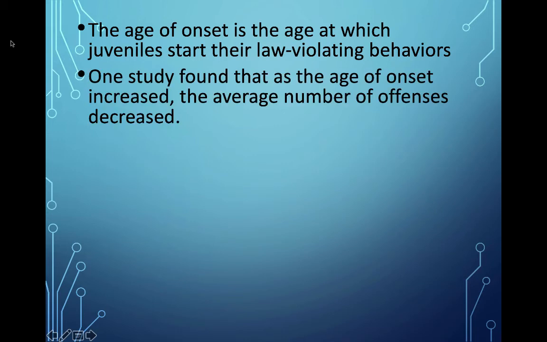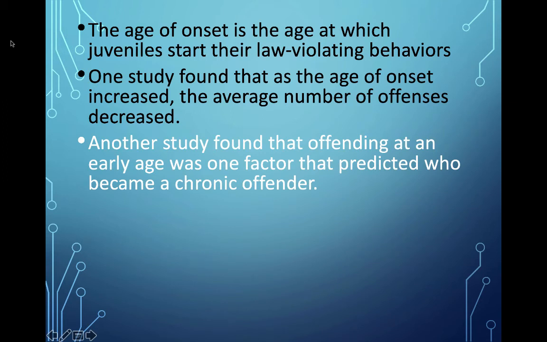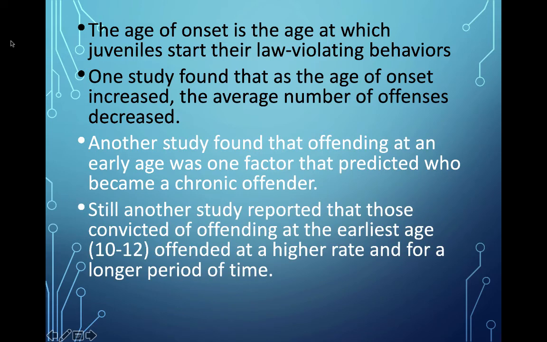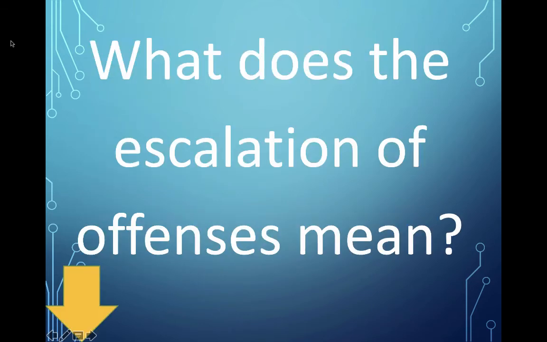One study found that as the age of onset increased, the average number of offenses decreased. Another study found that offending at an early age was one factor that predicted who became a chronic offender. Still another study reported that those convicted of offending at the earliest age, 10 to 12 years old, offended at a higher rate and for a longer period of time.